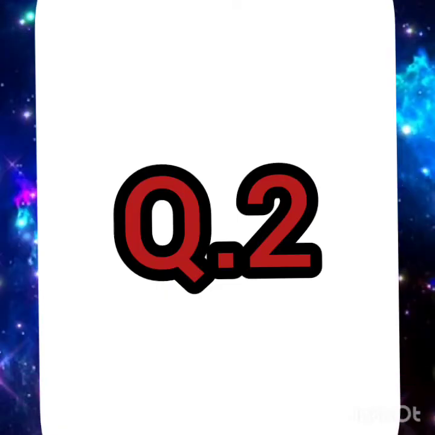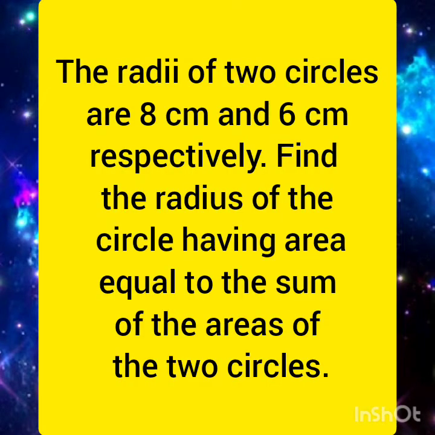So, my dear student, question number 2 is on your screen. The radii of two circles are 8 centimeter and 6 centimeter respectively. Find the radius of the circle having area equal to the sum of the areas of the two circles. Very easy question. Just similar to what we did in question number 1. Let's see how to solve.